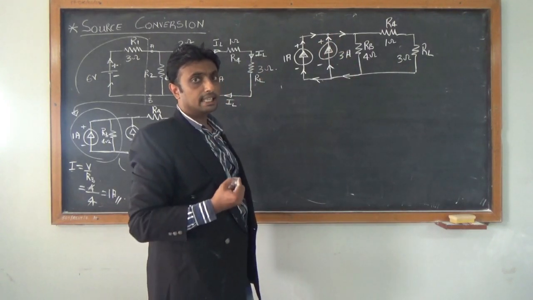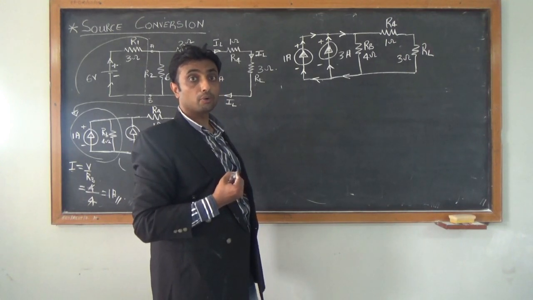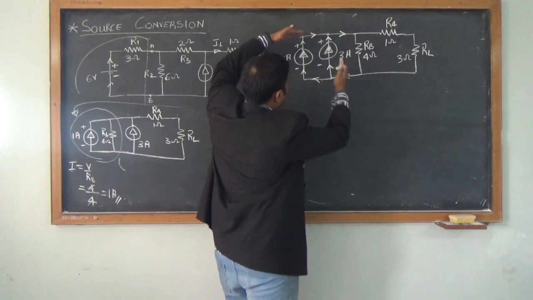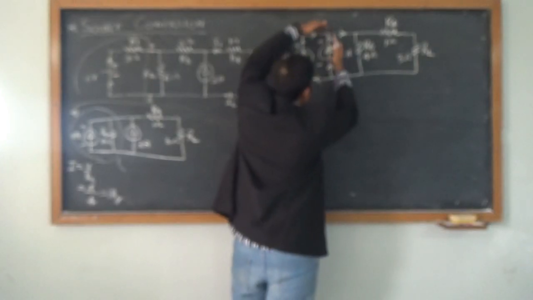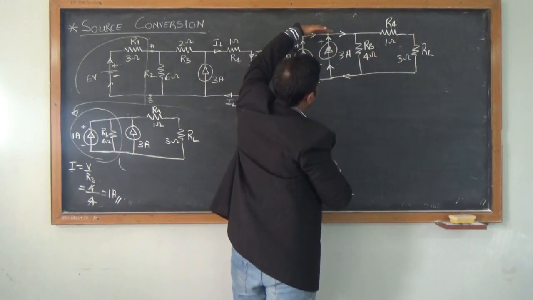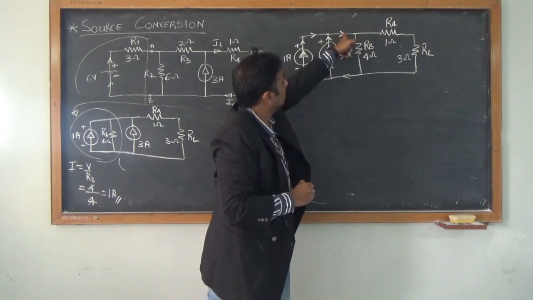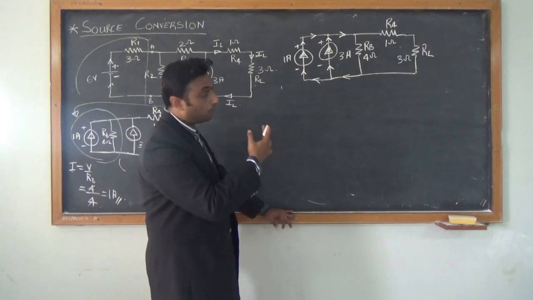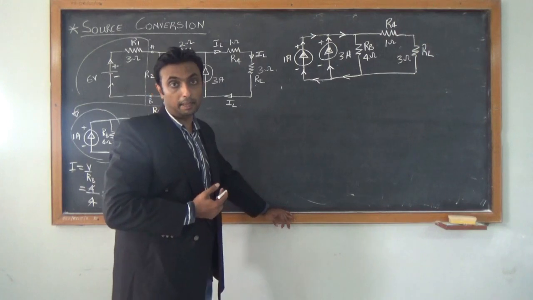So what does KCL state? KCL states that the incoming currents equal the outgoing currents. Which are the incoming currents at this node? I have one current here and another current here. These are incoming, going towards the node. And what is going away from the node is my other current. This current here is going away from the node.